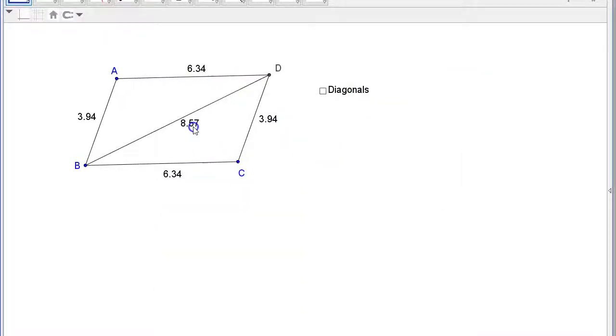Okay. So the first thing is this. If I have a parallelogram and I draw in one diagonal, I get two congruent triangles, and I get it actually by side, side, side.